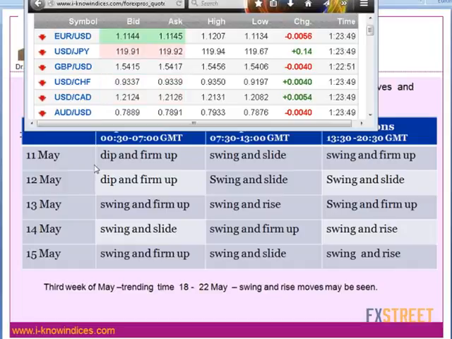See, I have given the session-wise moves, and they're all pertaining to GBP. Try to follow it, and that entire week it will rise.